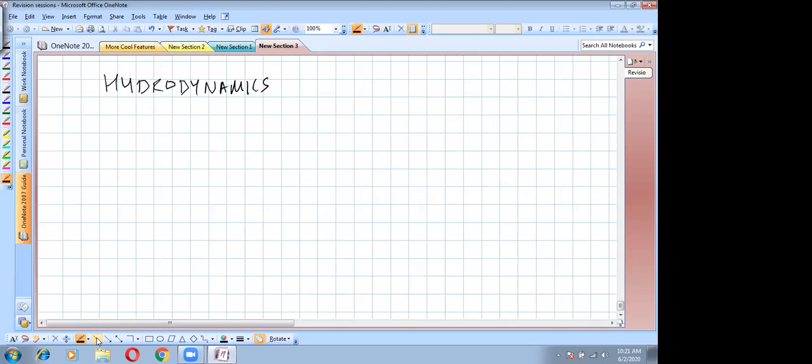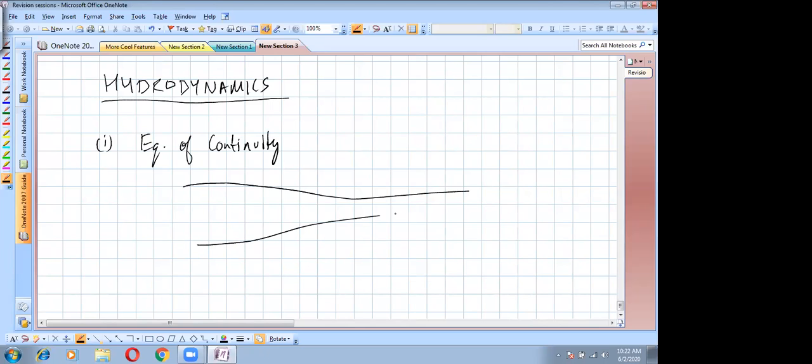So hydrodynamics, the two basic equations that you have are the equation of continuity, which is basically based on the principle that if you have steady flow of liquid happening through this kind of a situation, then the volume rate of flow remains constant.